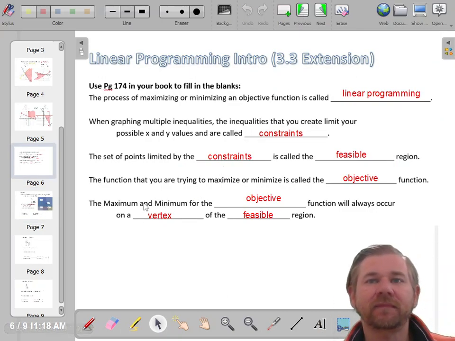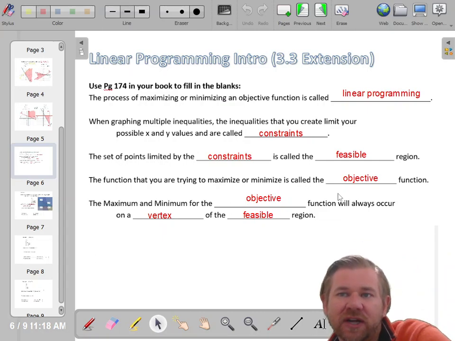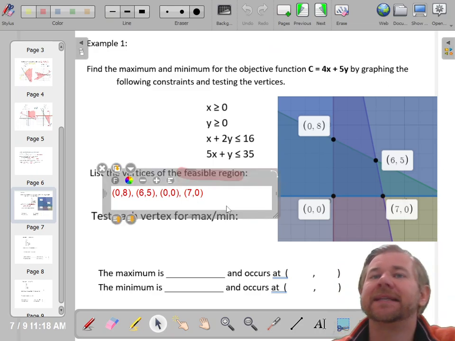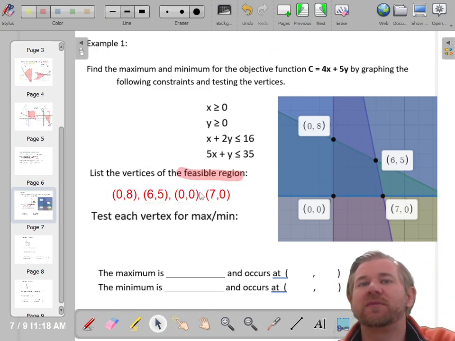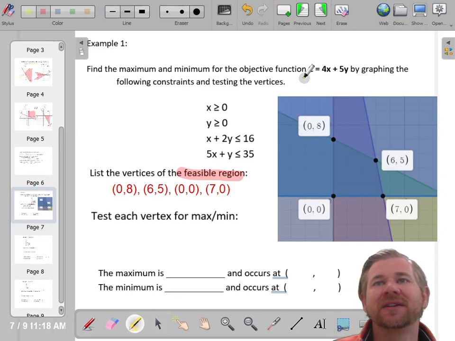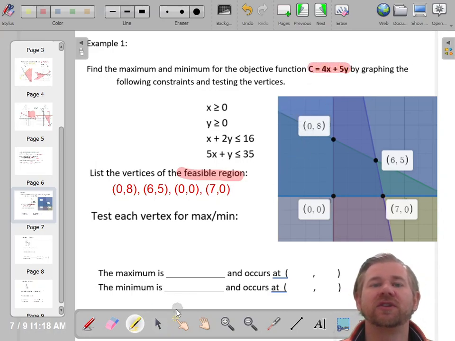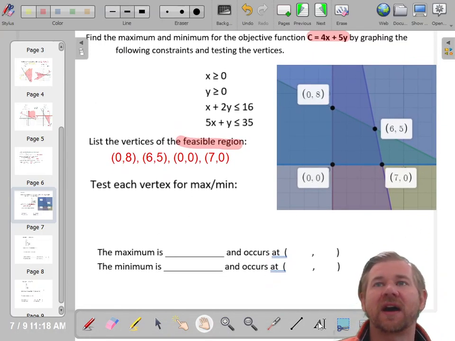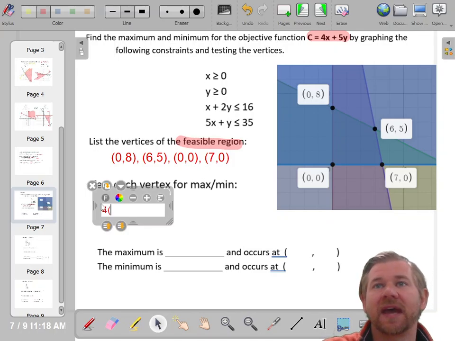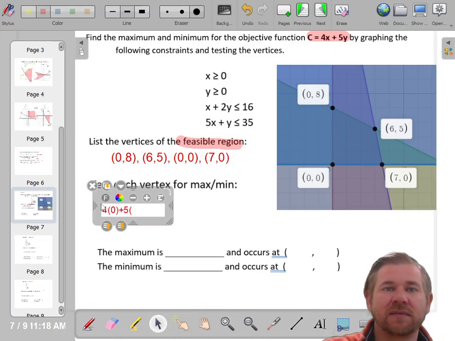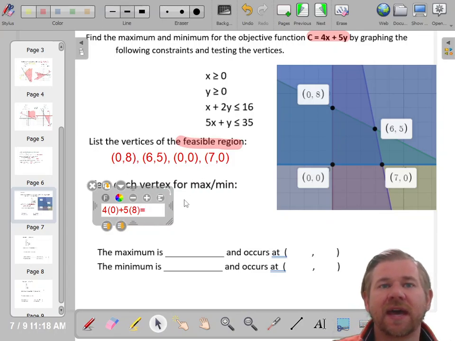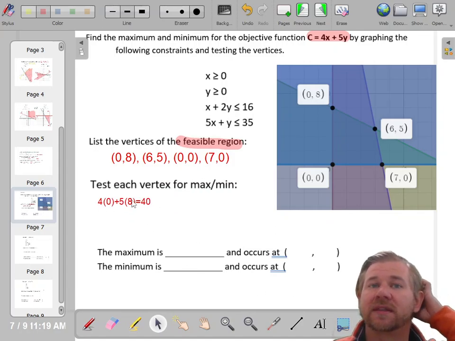What we said earlier is the maximum and minimum for the objective function will always occur on one of those vertices. So I need to now plug those in to the objective function. The objective function is right here, 4x plus 5y. So 4 times x is 0 plus 5 times y is 8. I'm plugging in this point right here, (0, 8). 4 times 0 is 0, 8 times 5 is 40. So the first one I tested, I got 40 in the objective function.